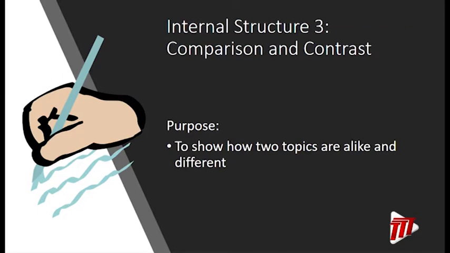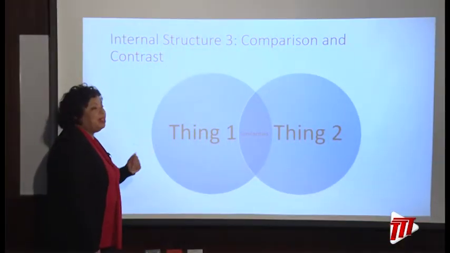Today's structure is all about comparison and contrast. And of course, as its name suggests, comparison and contrast deals with how two topics are alike and how they are different. The graphic organizer that best describes this is the Venn diagram.